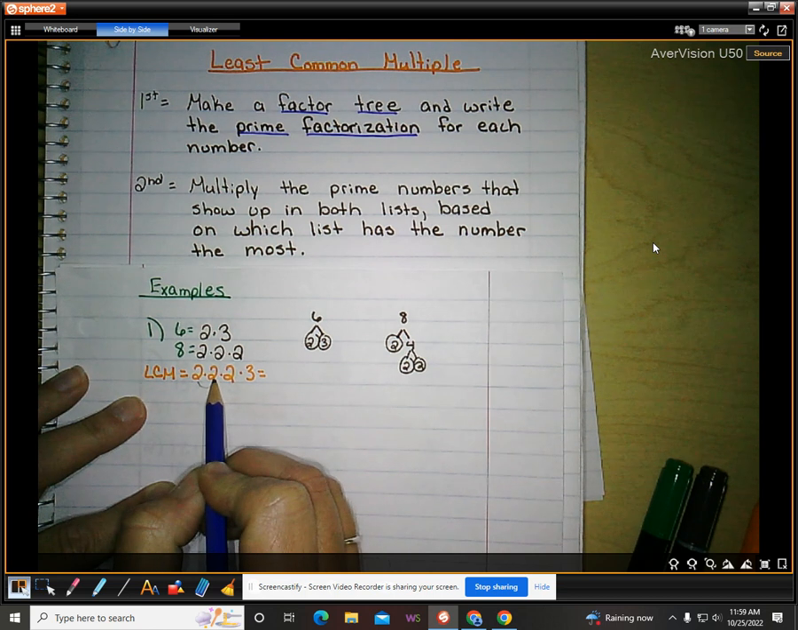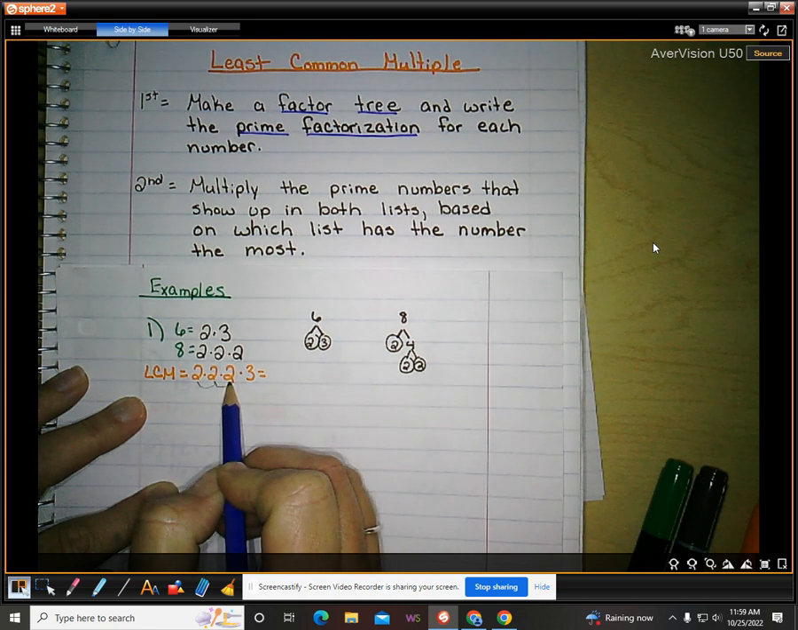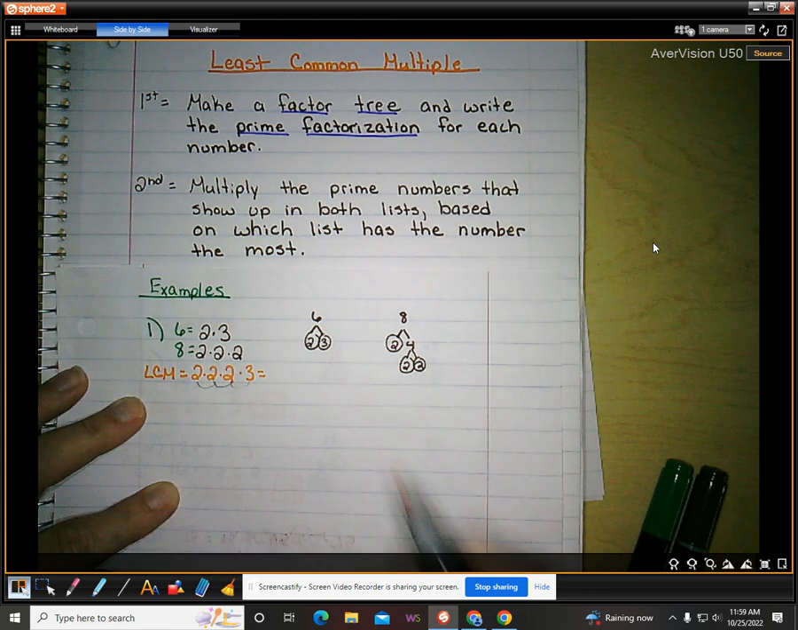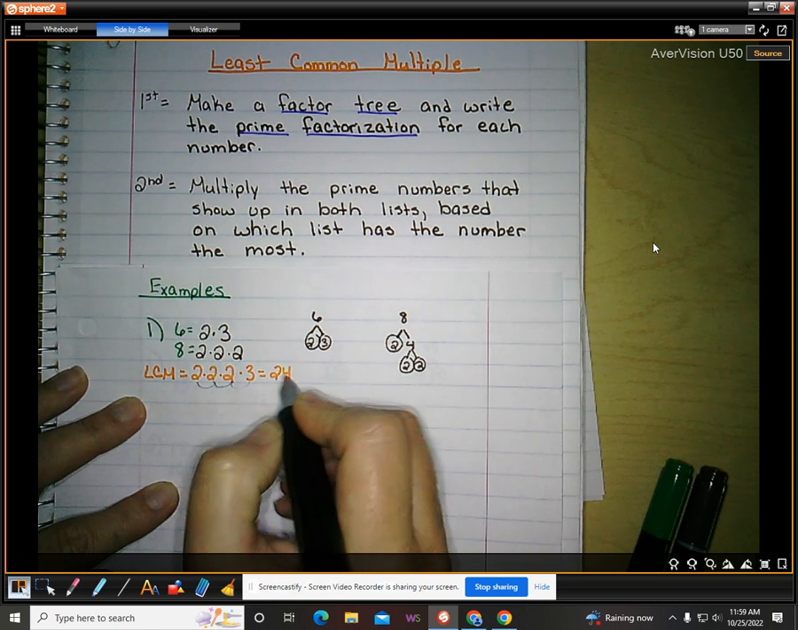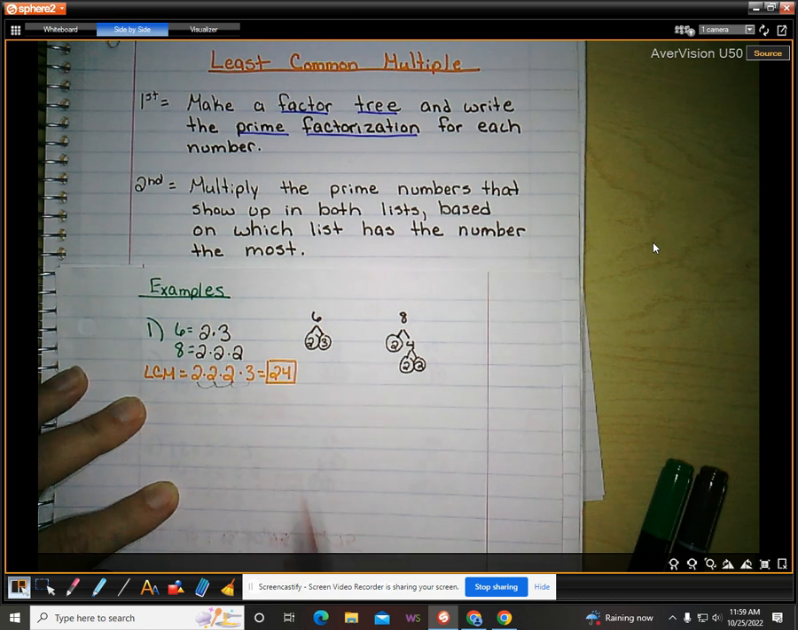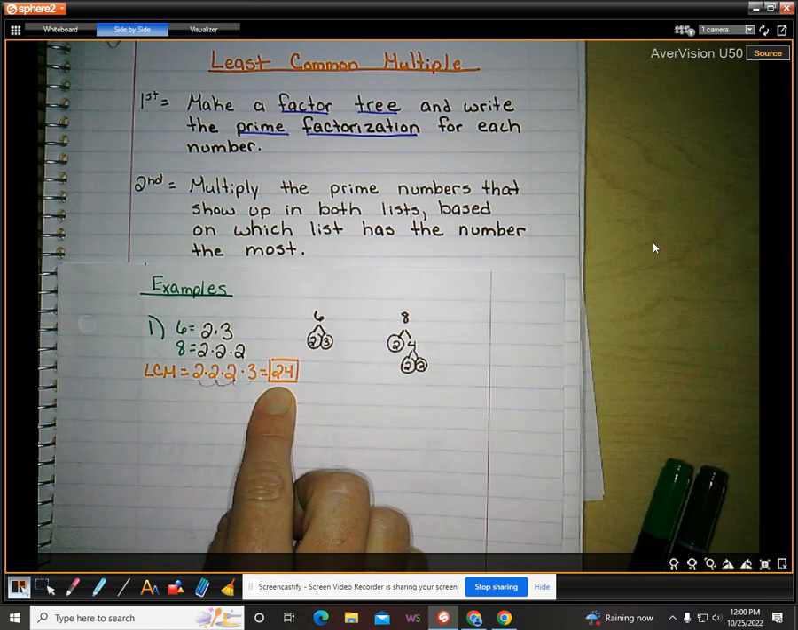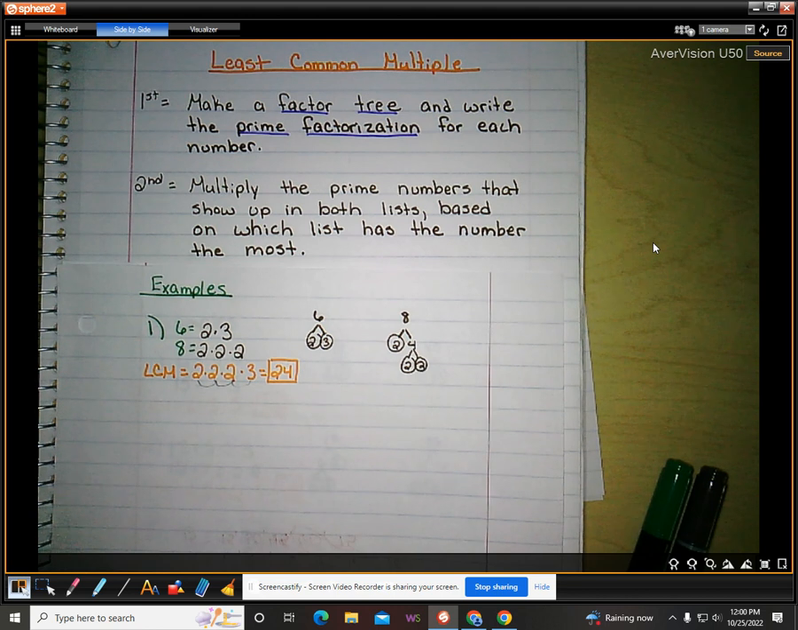2 times 2 gives us 4. 4 times 2 gives us 8, and then 8 times 3 gives us 24. So our least common multiple for 8 and 6 is 24, not 48. The smallest number that 6 and 8 will go into is 24. That is your least common multiple.